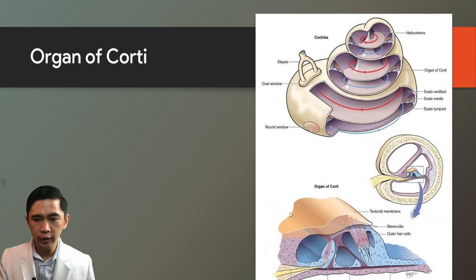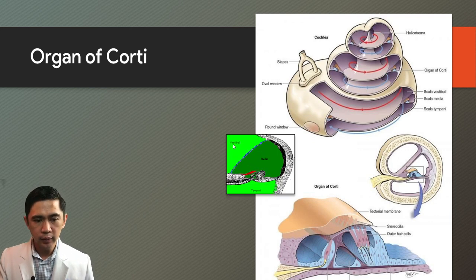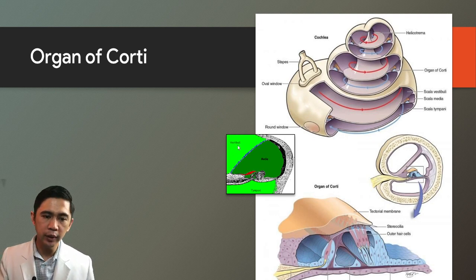Let's talk about the organ of Corti. The organ of Corti is the complex we find inside the scala media. It has a tectorial membrane. Take note that this is the Reissner's membrane and this is the tectorial membrane. They are different. Reissner's membrane separates the scala vestibuli from the scala media, and the tectorial membrane is the one that is in contact with the hair cells.